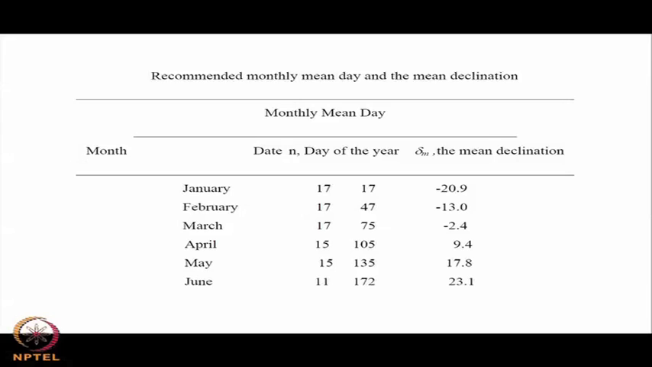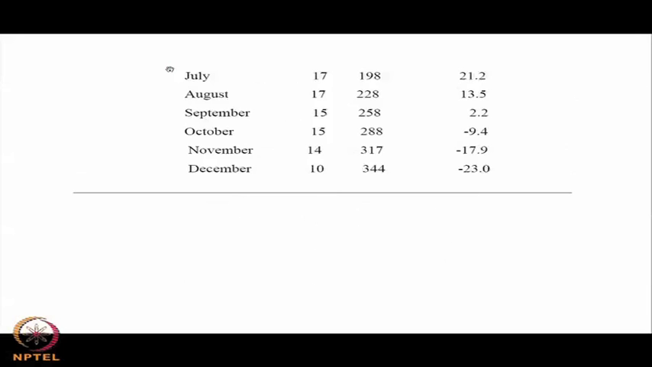For February, these are all the Julian dates, 17, 47, 75, continuously numbered, and it turns out to be almost around the 15th of each month except June, it is the 11th. You can also notice that the change in the declination is more nonlinear between May and June. There is almost 6 degrees change, which is not the case at other places. So, like that July and up to December, these are given.